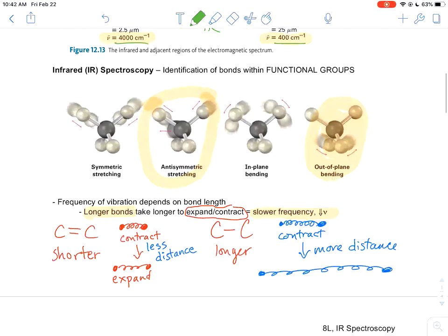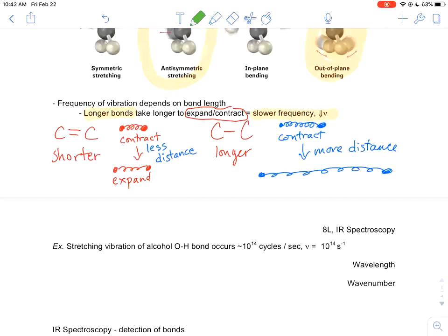Okay? We can use one example of an OH bond, and the stretching of an OH bond occurs 10 to the 14 cycles per second. That's really, really fast. And so the frequency would be represented as inverse seconds, or the same thing would be hertz. So you could say this would be 10 to the 14 hertz. That's the same thing as inverse seconds or cycles per second.